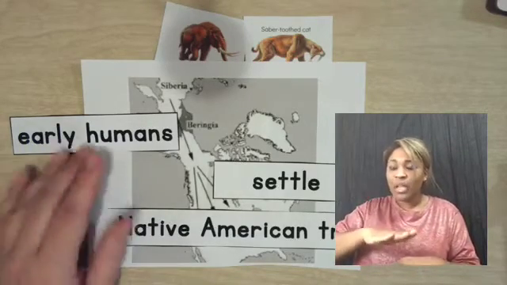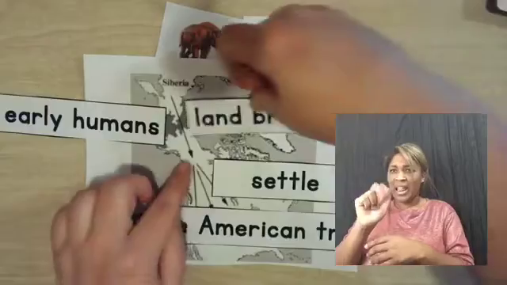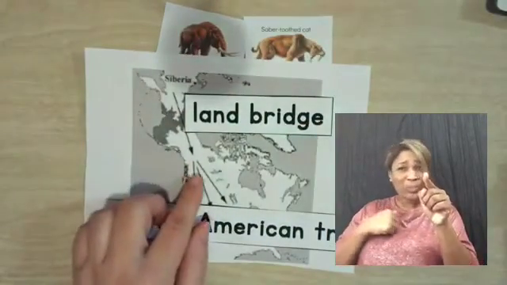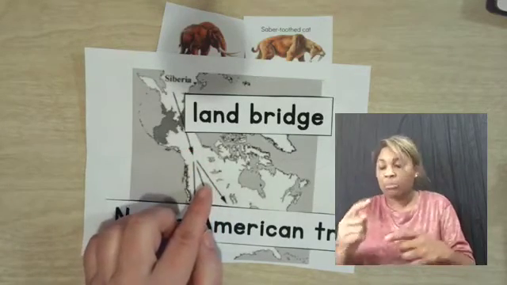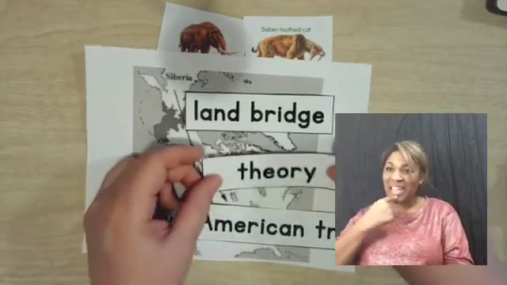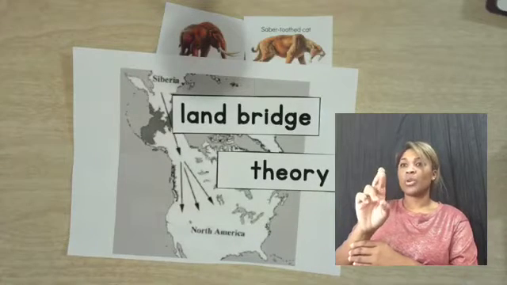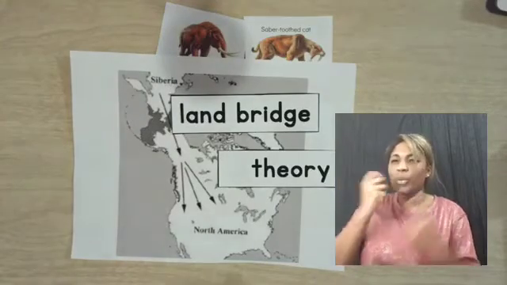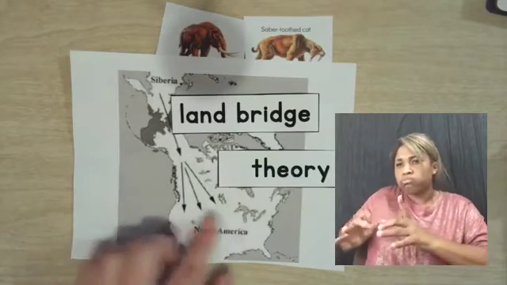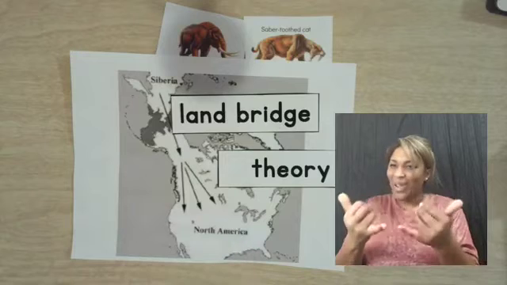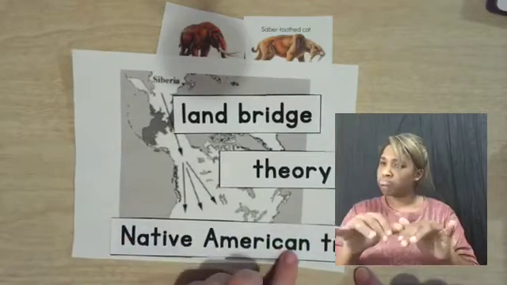So we don't know for sure that this land bridge happened, we're not sure exactly how this happened. We're not sure that it happened. And so that is why we say this is a theory. The land bridge is a theory. It's an idea. It's our best guess at what happened. It's our best guess at how all of the people moved and came into this area that is now called North America, how they migrated and they settled and they became the Native American tribes.